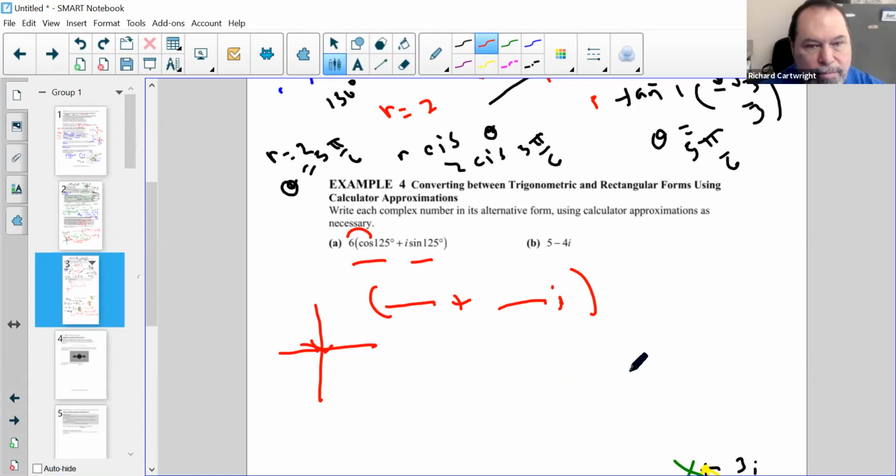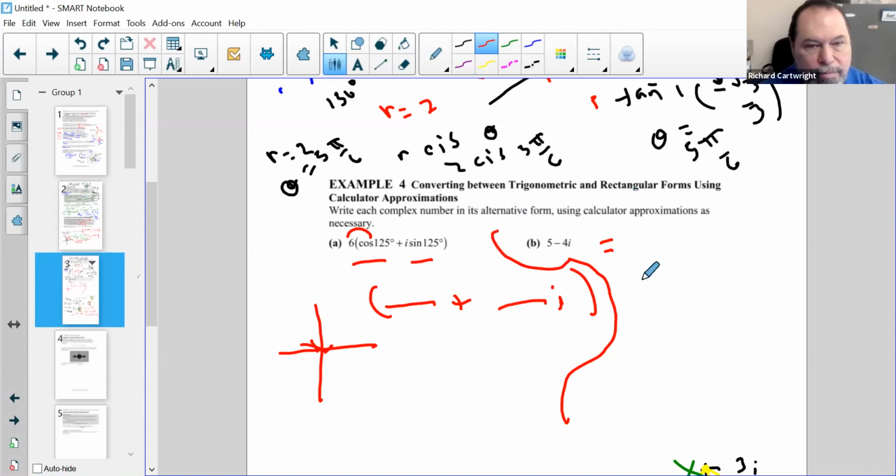Oh, wait. What is that one? That one's already in rectangular. Alternative form using, so he's saying go from trig to rectangular or from rectangular to trig. So this one, I don't know if I can do that probably without a calculator. We can do that one. Let me just mark this off as that was that problem. I like my iPad with unlimited space.